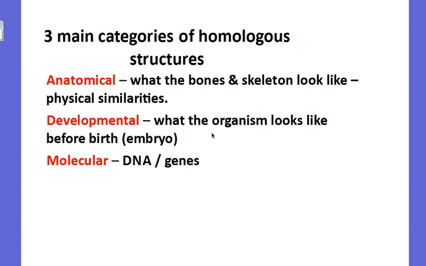Developmental homologies, when we look at what the organism looks like before birth. A lot of times, once different organisms are born, they all look different. Like, you wouldn't say that a human being would look like a cow, or looks like a fish, or anything like that. But when you look at the embryos, very early stages, there are some similarities. And then molecular, when you look at the DNA or the genes, the closer together, the more similar the DNA is, the closer the evolutionary relationship.